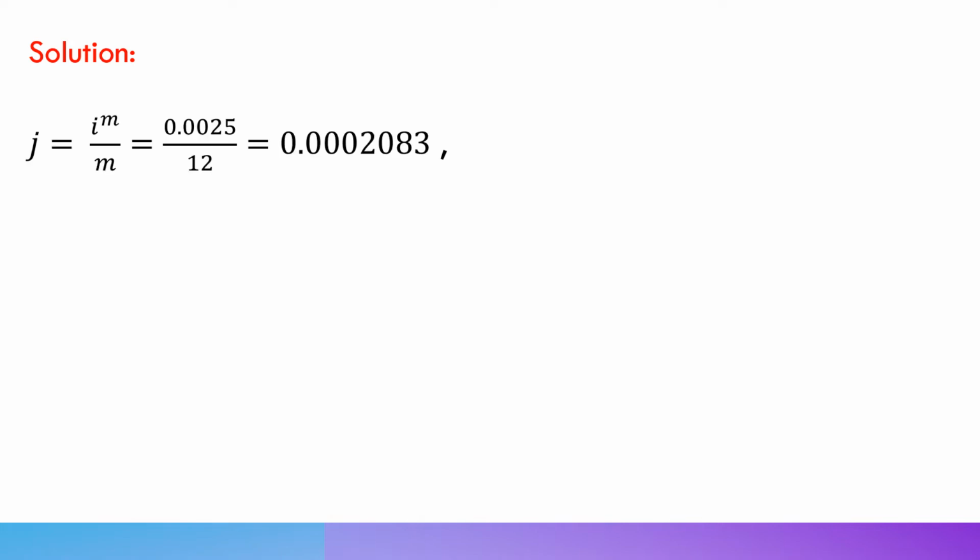So, find the future value. Compute. So, solution, let us look first at the value of j. So, j is equal to i raised to m all over m, which is equal to the quotient of 0.0025 divided by 12. So, that is equal to 0.0002083. That is the value of our j. Let us look for the value of n. n is equal to the product of m and t. Therefore, 12 times 6 is equal to 72 periods. And this is our value of n.